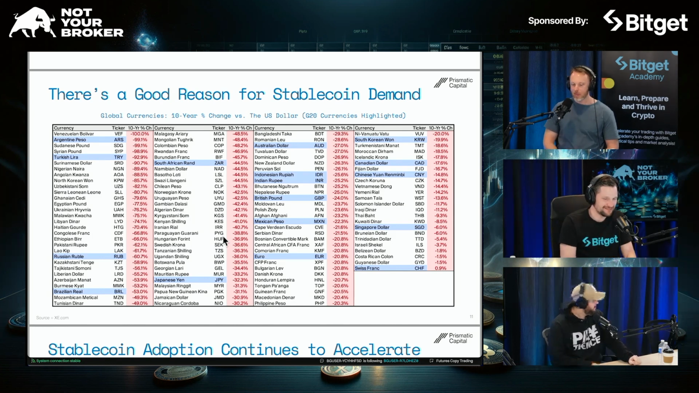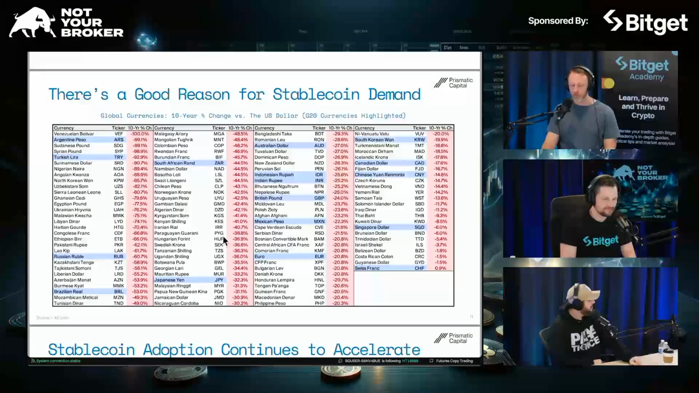Why is there stablecoin demand? It's because the US dollar is the only currency that somewhat holds its value. Even the US dollar over a 100-year time span loses 99% of its value. But when you look at other currencies relative to the US dollar over the last 10 years, this chart speaks for itself. It's horrendous.